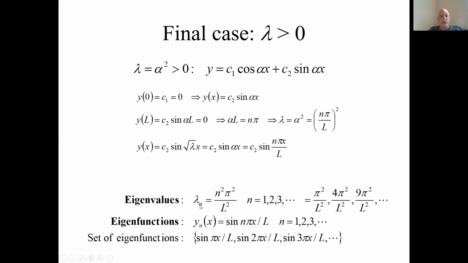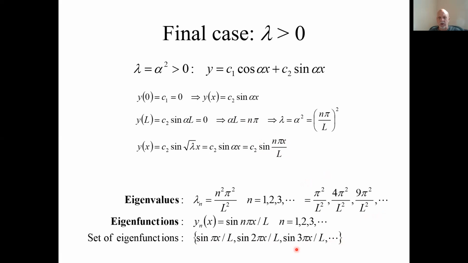Well, we call those lambdas the eigenvalues. So here are the eigenvalues. If I list them, the list would start looking like this. By the way, these have to be positive integers because we said alpha was positive. The solutions themselves, the functions, the sine of n pi x over L, those are called the eigenfunctions.